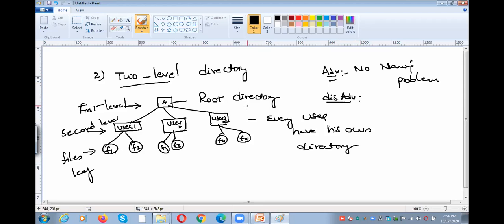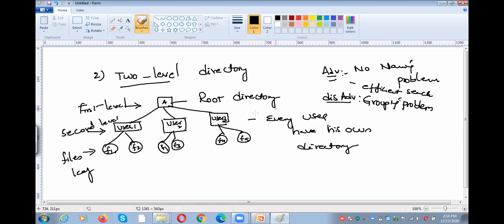And next, what is the disadvantage of a two level? The disadvantage of two level is here we cannot group. Subdirectories are not there, no? We cannot group. So grouping problem is there. And there is one more advantage of using a two level directory, that is called as efficient search.